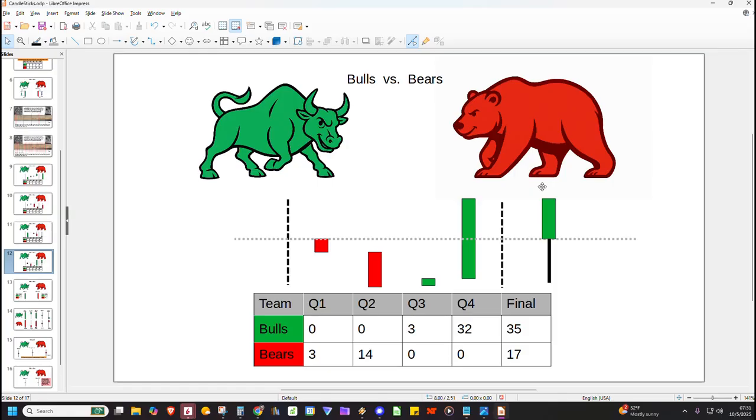Boom. There you go. So you can see we opened here. We dropped all the way down because the bears were winning, but then the bulls came through, closed higher than we opened, so you have this long shadow underneath, and then you have the final score up here where we closed higher than we opened.